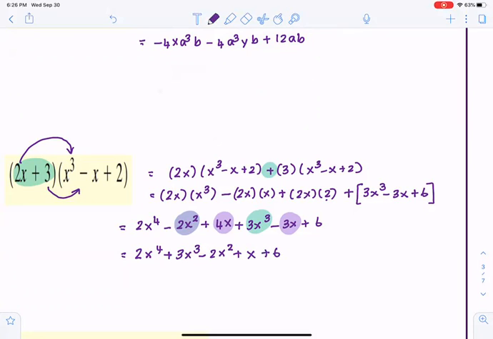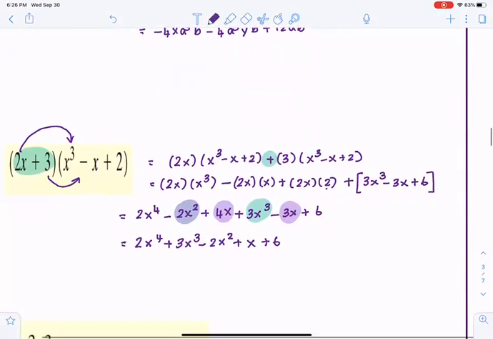We can't simplify it any further because the terms are completely distinct. And as you can see, when I write it in decreasing powers, so x raised 4, x cubed, x squared, x, and the constant term, that is just convention. We like to write things in decreasing powers of x when it comes to exponents.